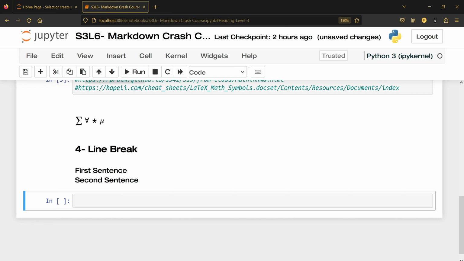This trick will help you a lot in writing and organizing your insights inside Jupyter Notebook.